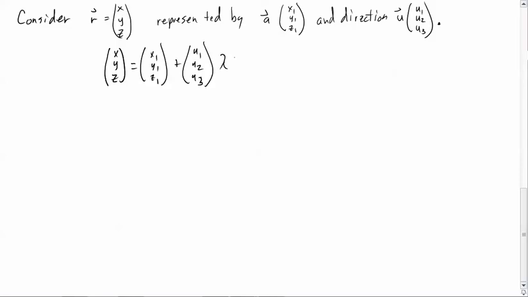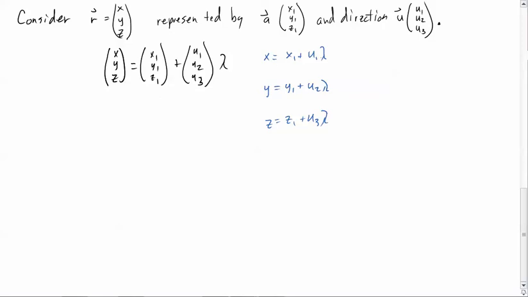Okay, so now what I'm actually going to do is rewrite this as parametric equations. So I'm going to have x equals x1 plus u1 lambda. I'm going to have y equals y1 plus u2 lambda, and z equals z1 plus u3 lambda. Now note that this is all very general, so it should work for any starting point in any direction and then any parameter. All right.